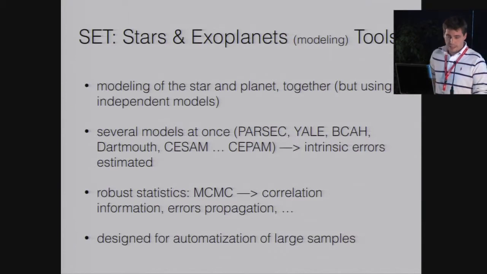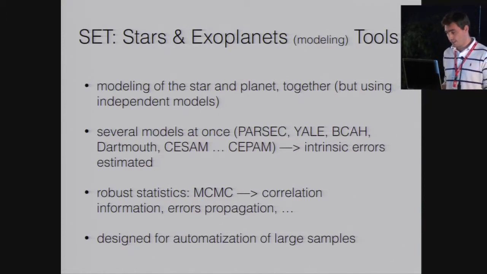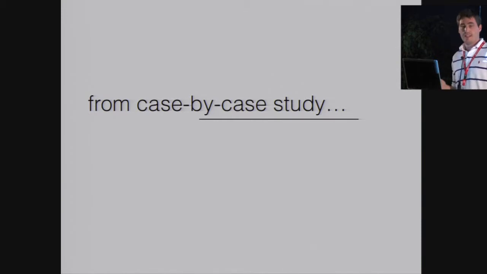So we usually use tools to combine the modeling of the star and that of the planet. I wrote my own, which is called SET. The nice thing about it is that instead of modeling first the star and then the planet, you do it all at the same time. You can include different models, so you get an estimate of the intrinsic errors. And you have robust statistics using MCMC, so you propagate errors correctly. This is designed to do quick and robust modeling of both stars and planets, well suited for large samples. So this is exactly the starting point.